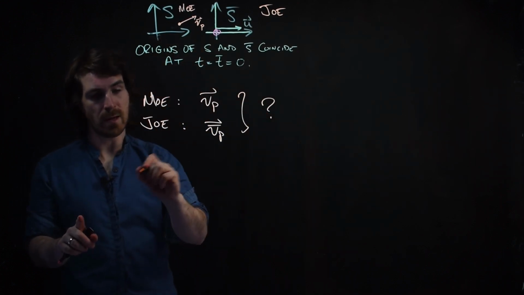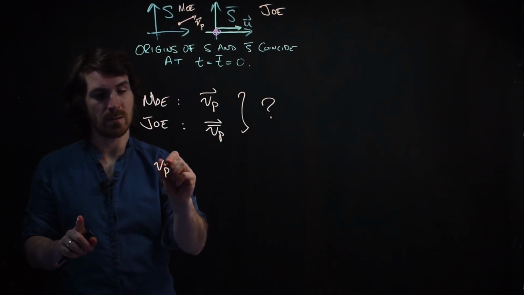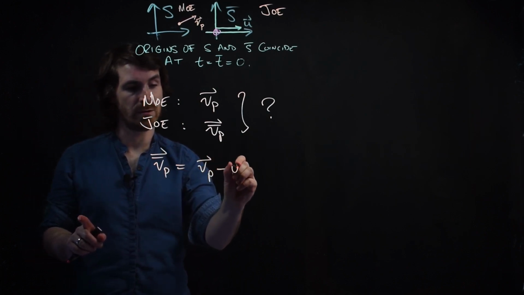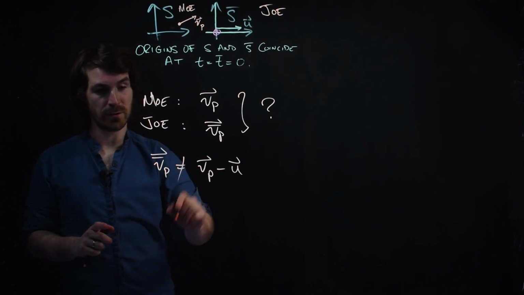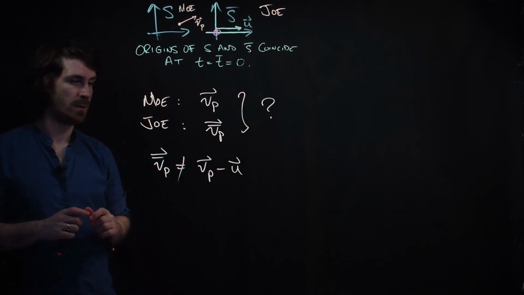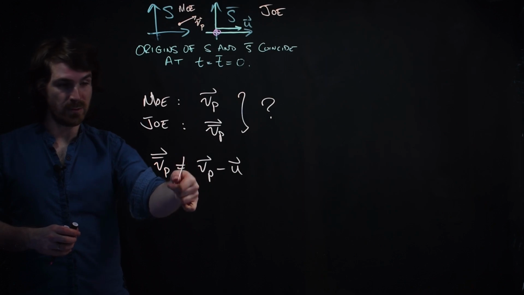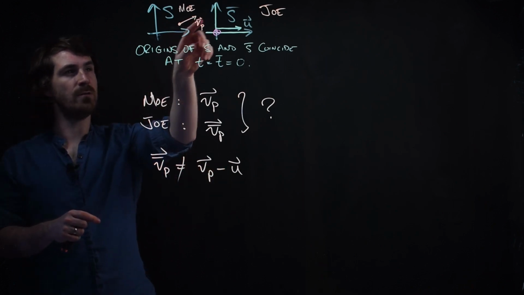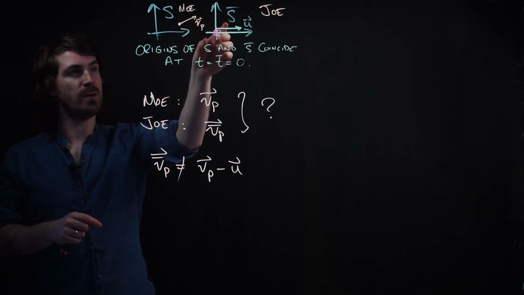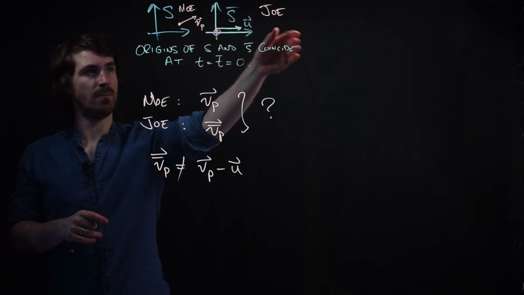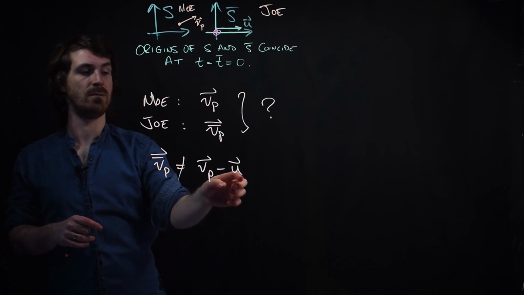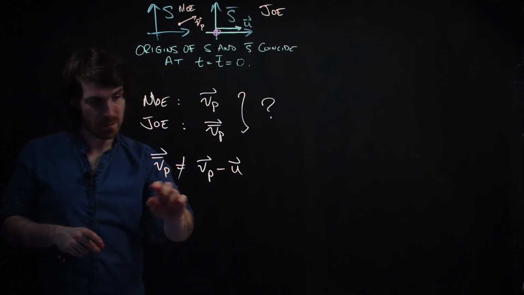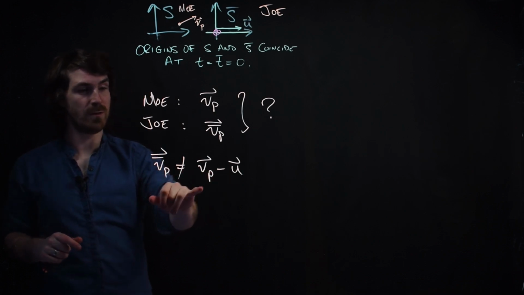It's not the case that vp bar equals vp minus u. It's not the case in special relativity. This is our Galilean transformation, if this was an equal sign. So a particle moving with velocity v, if you're in a frame moving away with velocity u, then you'll see it with a velocity reduced by u. So it's not the case. So how are vp bar and vp related?